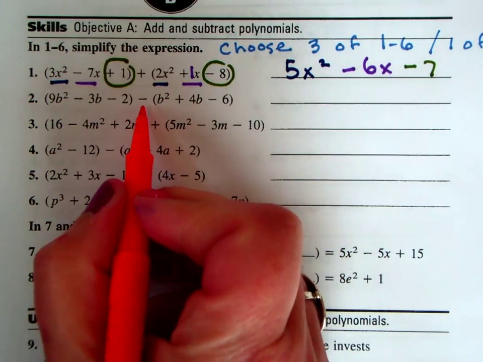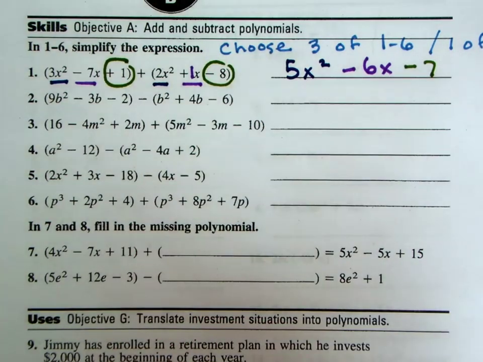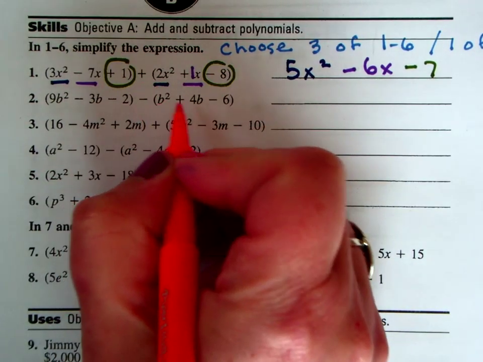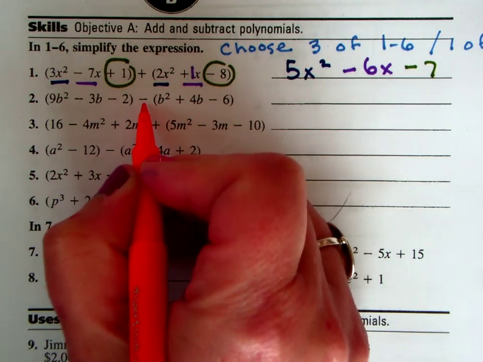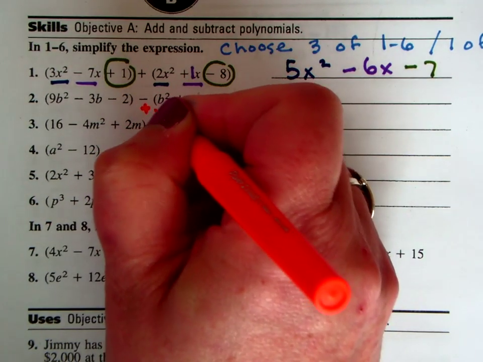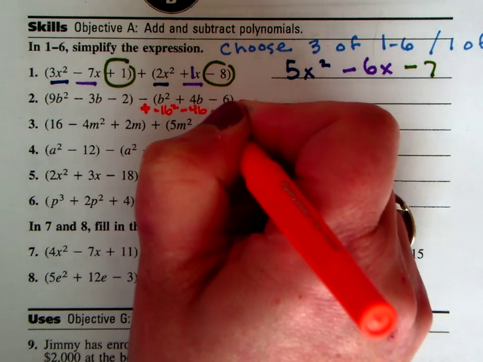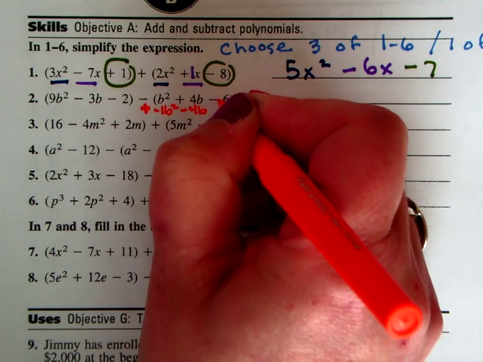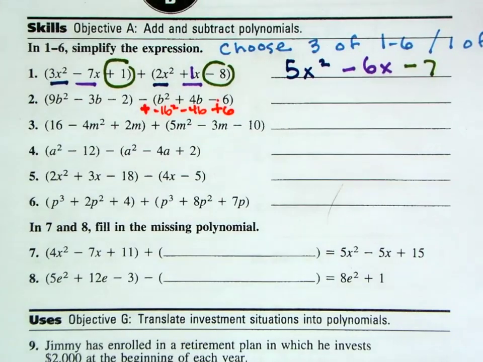Now, this one's a little trickier because it's subtracting this whole parentheses. So if you chose that problem, you may want to think of this as a plus a negative 1, or just realize that we're subtracting everything in that parentheses. So that's plus this negative 1b squared, then this becomes minus a 4b, and then a negative times a negative here is a plus 6. Okay, so that one's a little bit trickier.